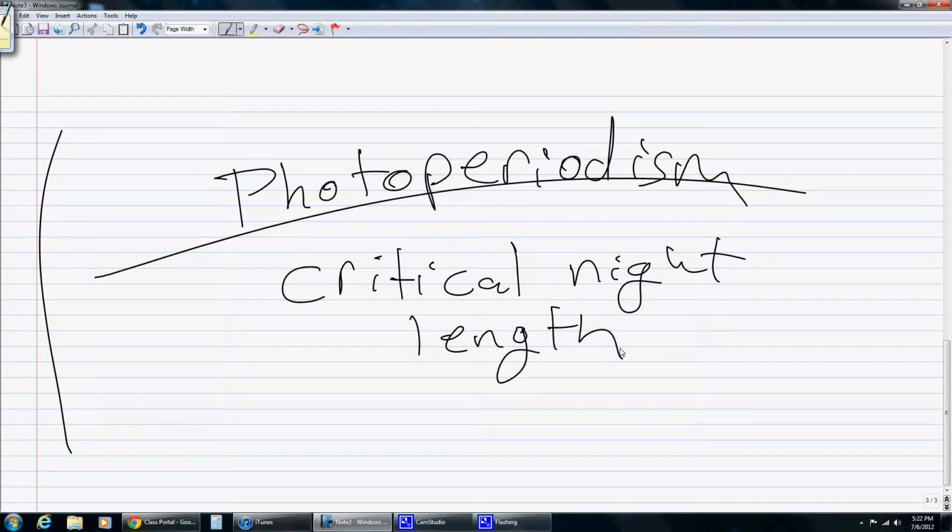A plant has these hormones, and it'll actually detect how much sunlight it's getting by seeing how much sunlight it's not getting. It actually does it the opposite of what you'd think. Depending on how long the nighttime is, it uses that as an indicator of when it should start to bloom, when it should start to put seeds out, and that also depends on what kind of plant.